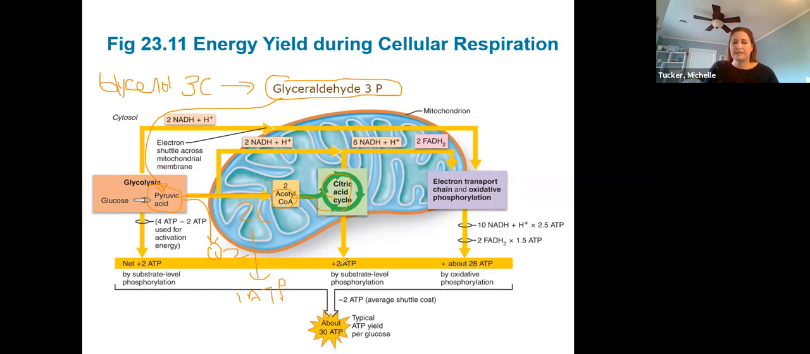For the citric acid cycle, we also get 1 ATP because we have half of a glucose. And then instead of 10 NADHs and 2 FADHs, we're at half of that because we're essentially talking about half of a glucose. It's not 5, it's 1. And then this is going to be about 14. So we get somewhere between 15 or 16.